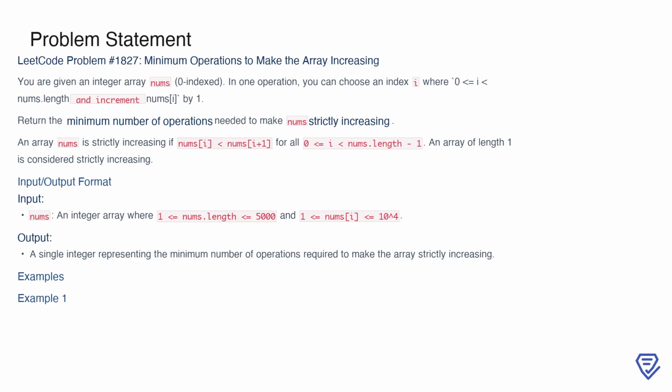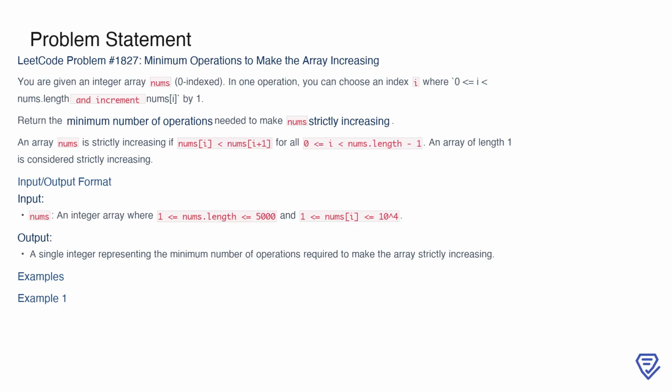A strictly increasing array means that for every index i, the value at nums[i] must be less than the value at nums[i+1]. For example, 1, 2, 3 is strictly increasing, but 1, 1, 2 is not. Arrays of length 1 are automatically considered strictly increasing because there's no comparison to be made.